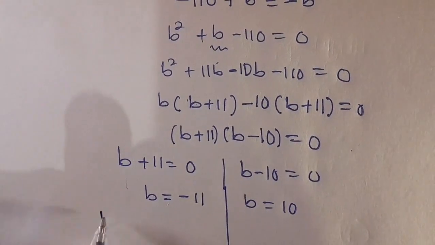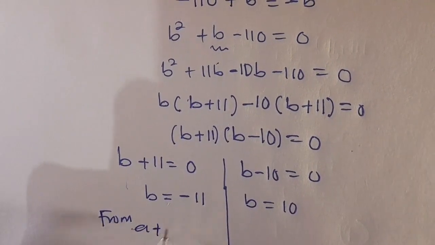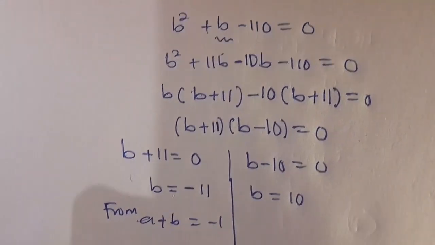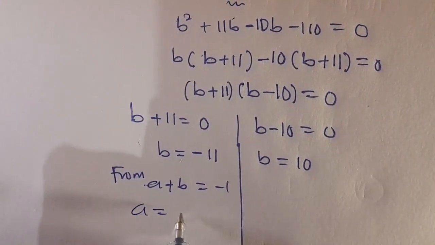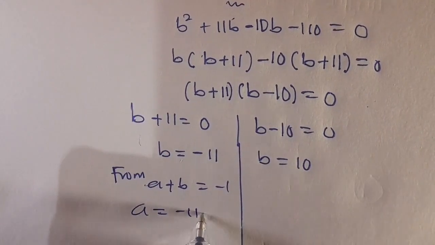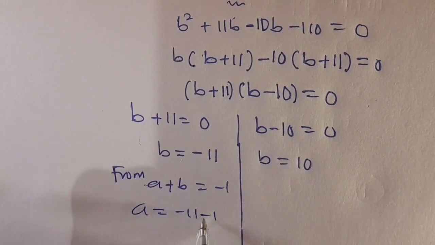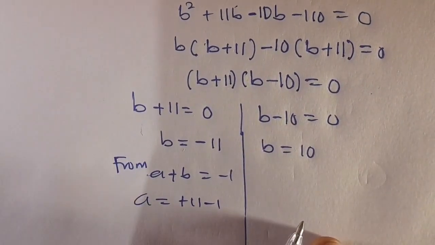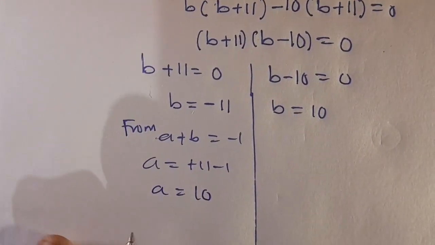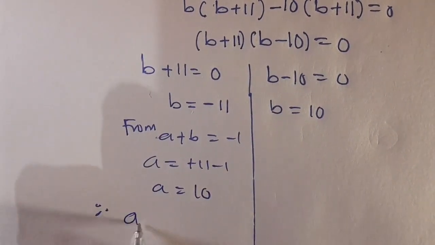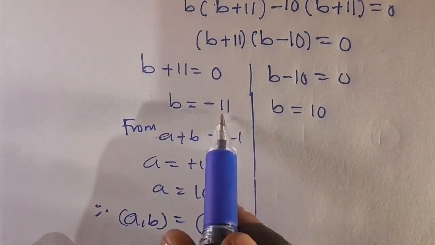But we have to recall from where we have a plus b equals minus 1. When b equals minus 11, we have our a equals minus 1, then minus minus 11. Then we have it to be plus 11. Then we have our a from here to be equals 10. So generally we can declare that for the first solution we have a comma b equals, our first a is 10, then our second one is what? Minus 11.